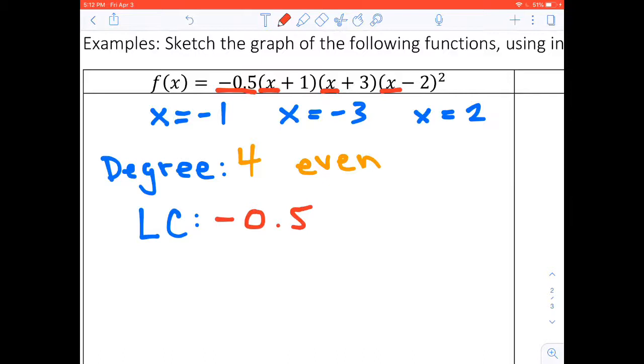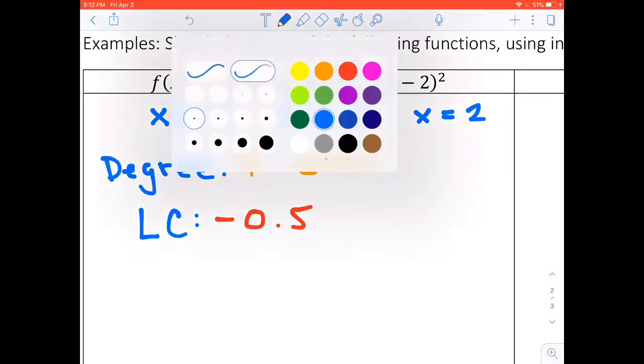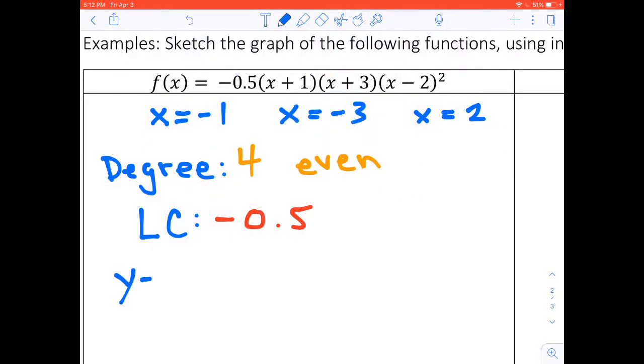And lastly, what we can do is find our y-intercept, because our y-intercept is going to give us some good information as well. So the y-intercept is, if you remember, whatever the output is when I put in x is 0. So in factored form, it's a little bit different. It doesn't just eliminate all the terms.